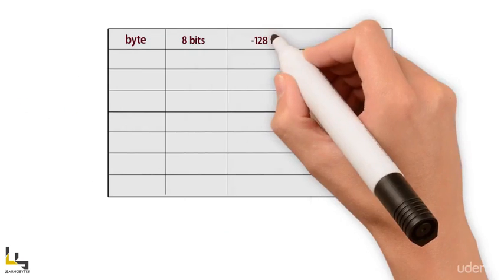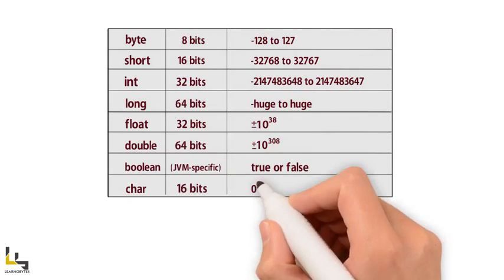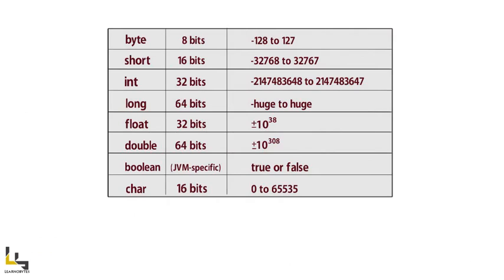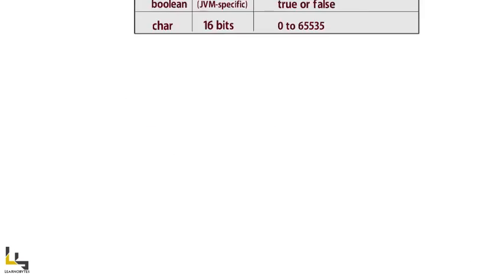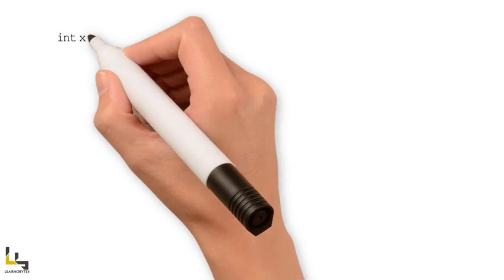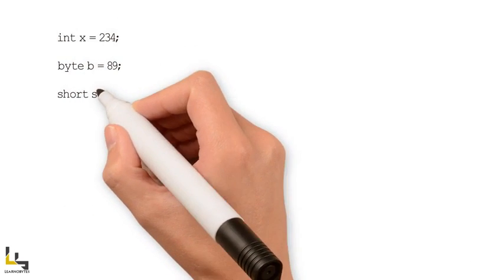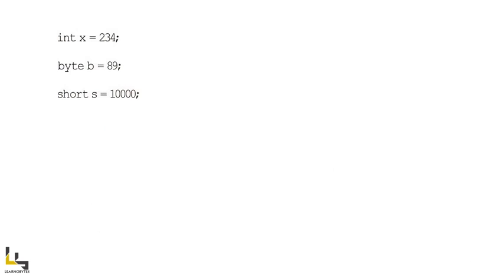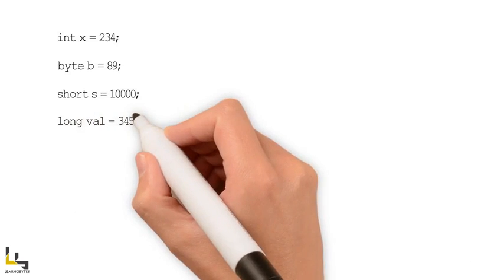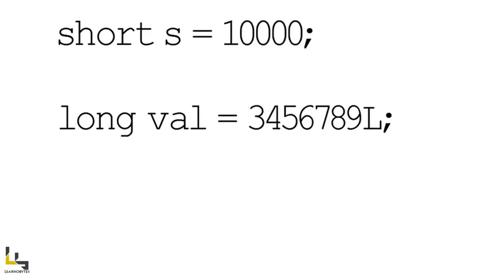Here is a summary of the different primitive data types we have discussed and their bit sizes as well as range of values. Let's see some examples of primitive declarations. Here we are declaring an integer variable, a byte variable, short variable with some literal values. Let's declare a long value. Integer literal of type long should end with letter L, otherwise it is of type int.